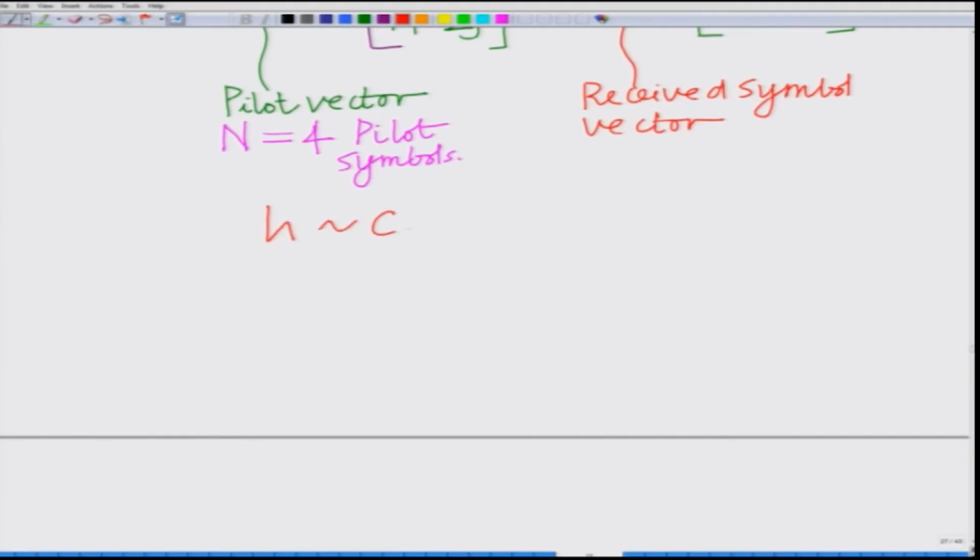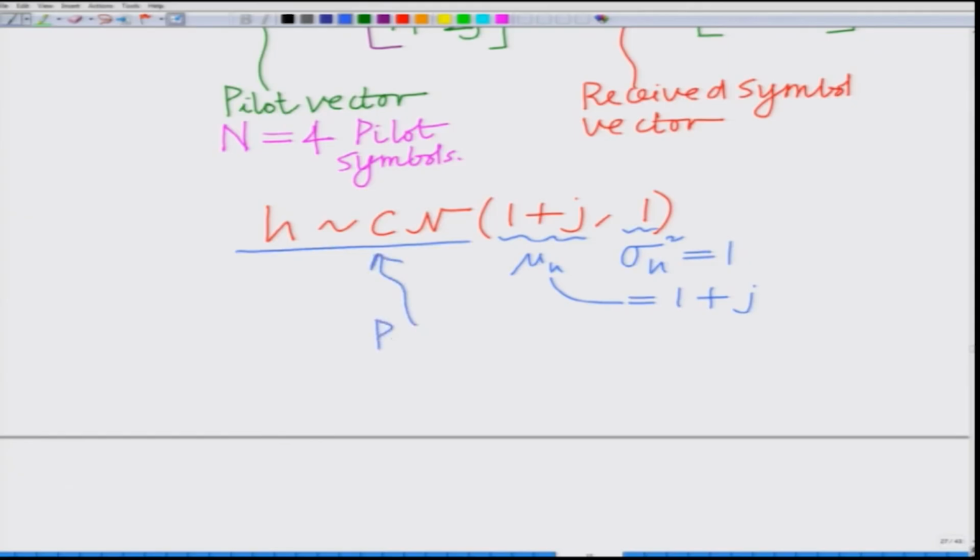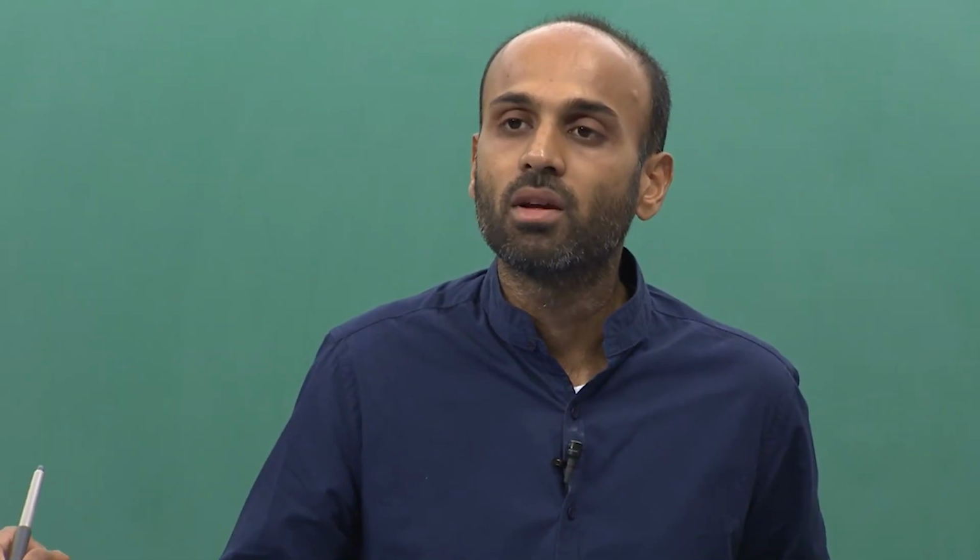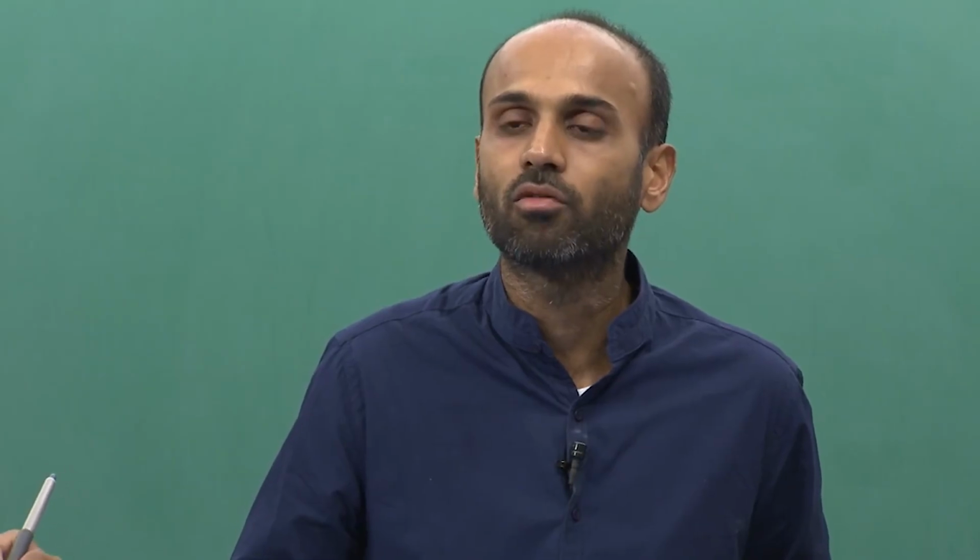Therefore, we have the channel coefficient h, whose prior density is complex normal with mean 1 plus j and variance 1. So mu h equals 1 plus j, and sigma h square equals 1. This is the prior distribution. Since we are considering a complex scenario, the channel coefficient is complex, its prior mean is complex, that is 1 plus j, and the variance sigma h square is equal to 1. Okay, we are considering a complex channel coefficient estimation scenario.